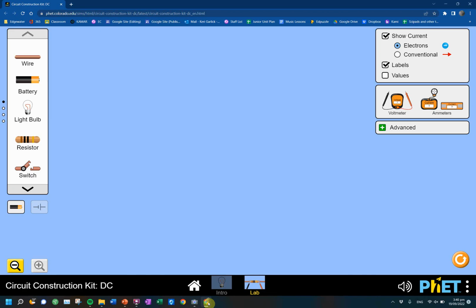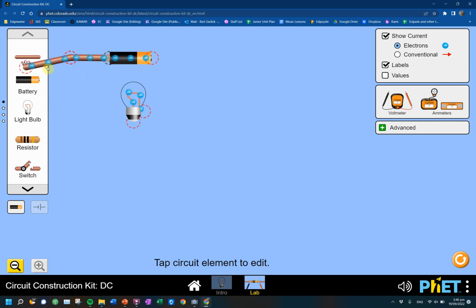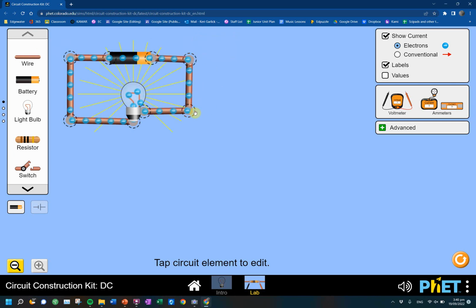So here's the PhET software. So first thing I'm going to do is connect one light bulb to a power source, which is my battery. And again, I'm trying to do it nice and straight just to mimic what we have seen elsewhere. All right, so that's my first circuit with one light bulb.